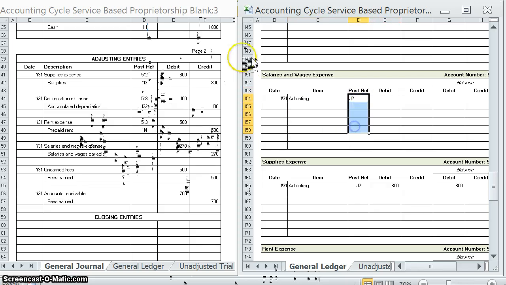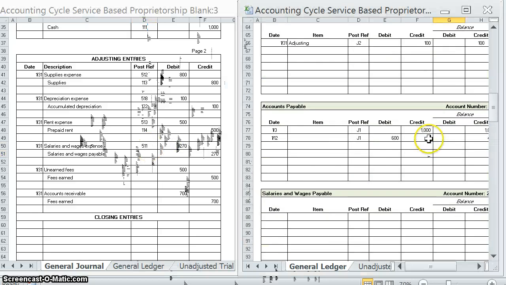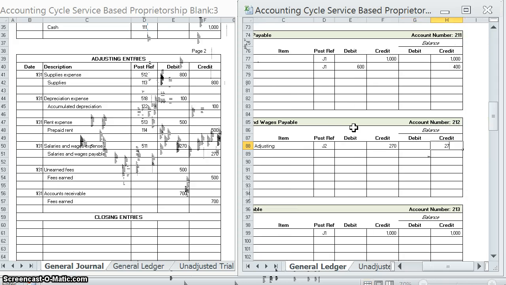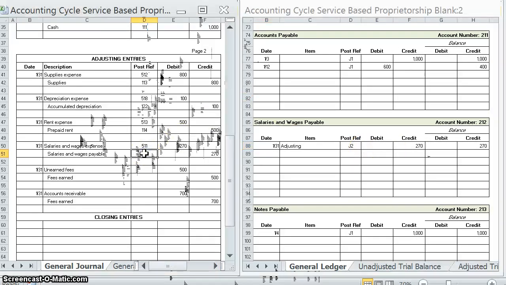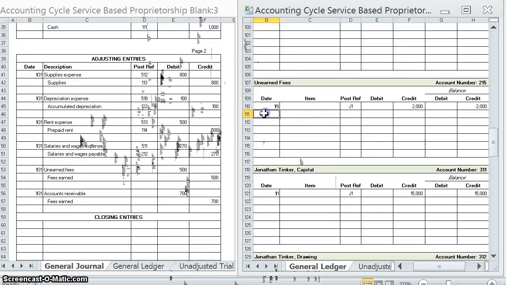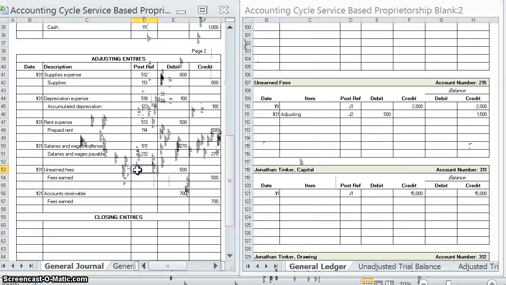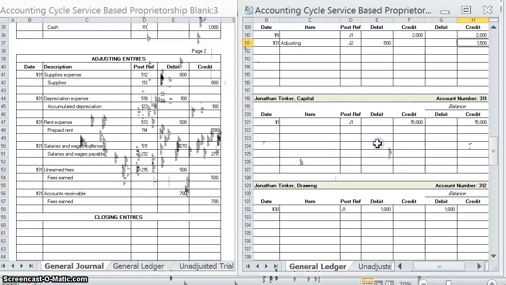Second page of the journal for salaries and wages expense. Debit for 270, 270 debit balance, posted. All right, salaries and wages payable. Second page of the journal. We credit for 270, 270 credit balance. 2 and 2, posted. All right, unearned fees. Second page of the journal. We debited it for 500, which gives us a 1500 credit balance. Remember, 2000 credit, we debited it for 500. We're taking away 500 of that balance, which means that we still owe $1,500 in services. Posted. All right, fees earned.